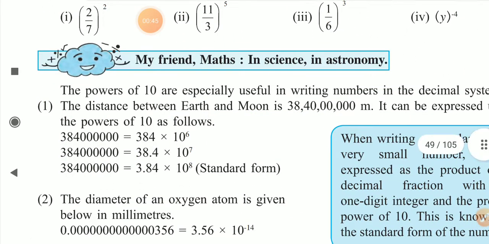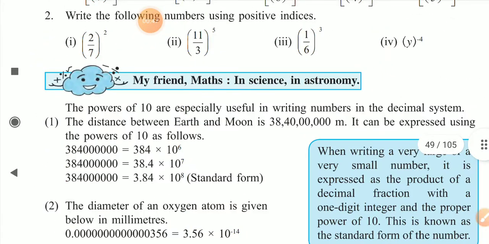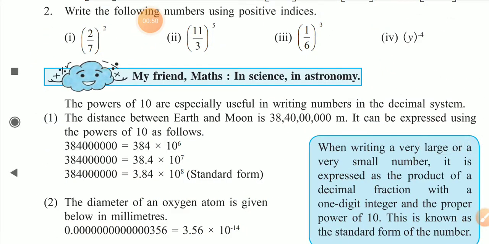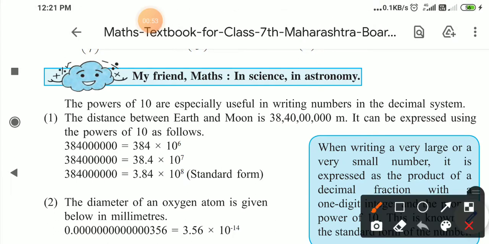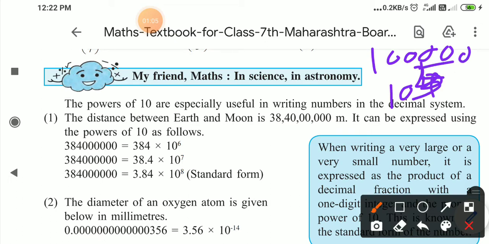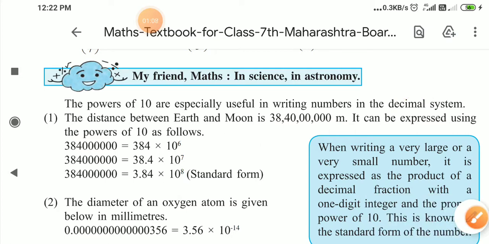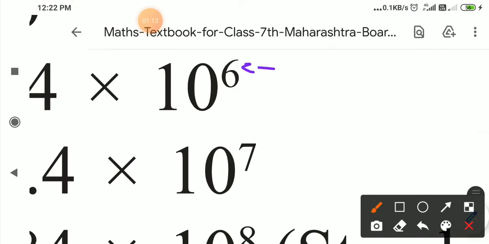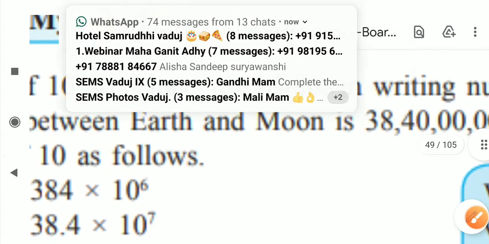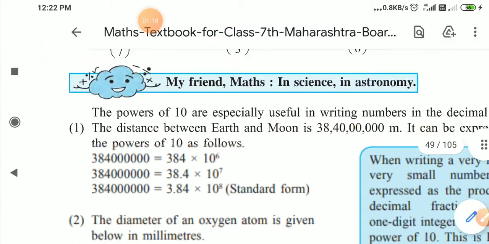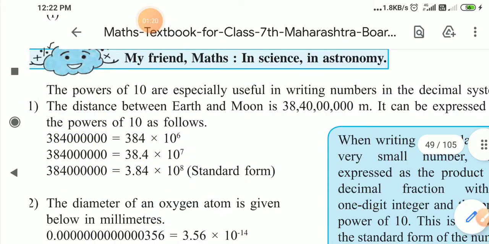The powers of 10 are especially used in writing numbers in the decimal system. Suppose I wrote 100 here. So what does 100 mean? 10 squared. 1000 is 10 cubed. 10,000 is 10 raised to 4. If I give one more zero, in this way this power continues. The number we write above is the power. This power we use, and it is especially useful for writing numbers in the decimal system.